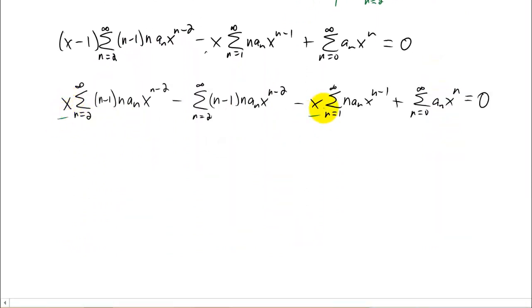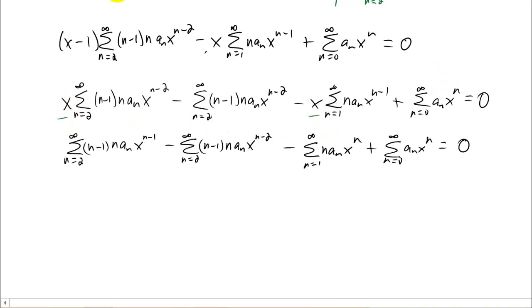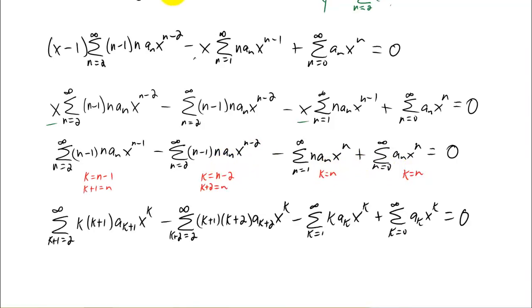I'm going to multiply these x's through the series. And we'd like to combine all 4 of these series into one. In this first series here, I'll do that by making a new dummy variable, k. It'll be n minus 1 in that series. In this series here, we'll make k n minus 2. And over here, we won't change anything.